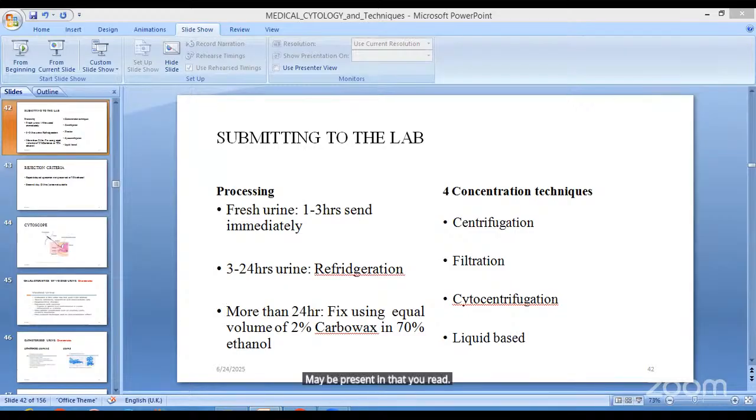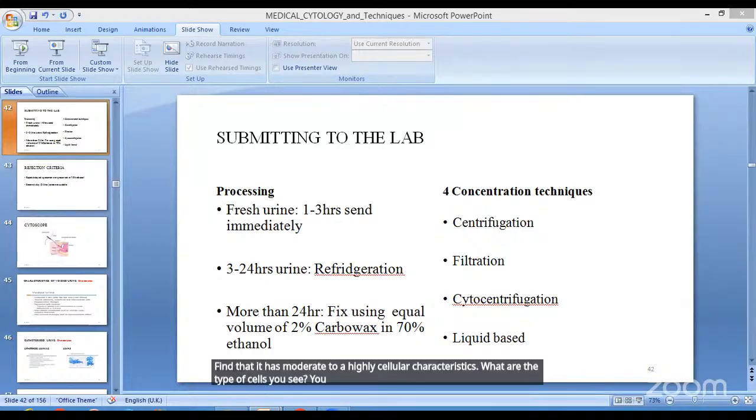Its best advantage is that it is non-invasive, no instrument. Catheterized urine: when the urine is catheterized, you find that it has moderate to highly cellular characteristics. What are the types of cells you see? You see superficial cells, intermediate cells, and basal cells.